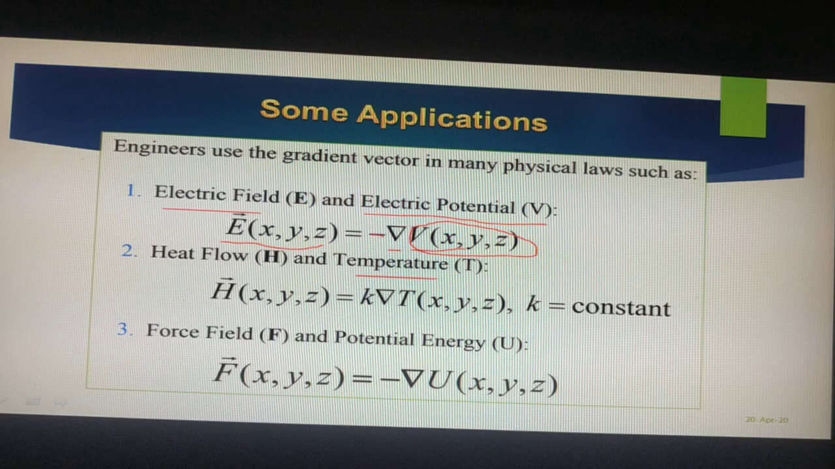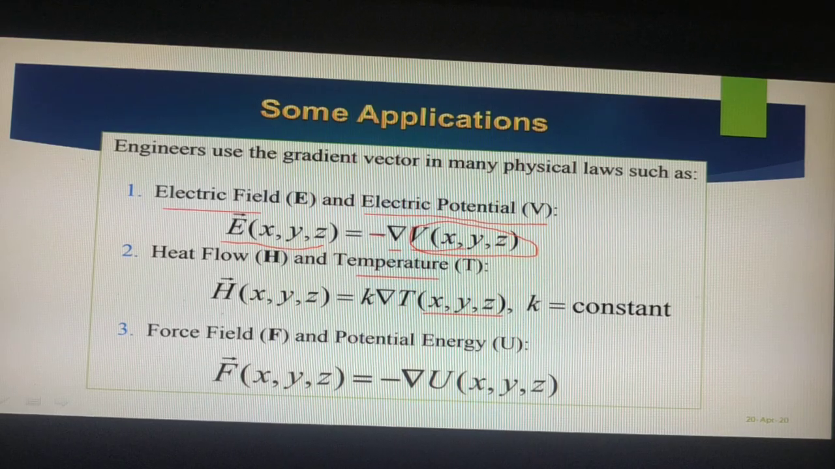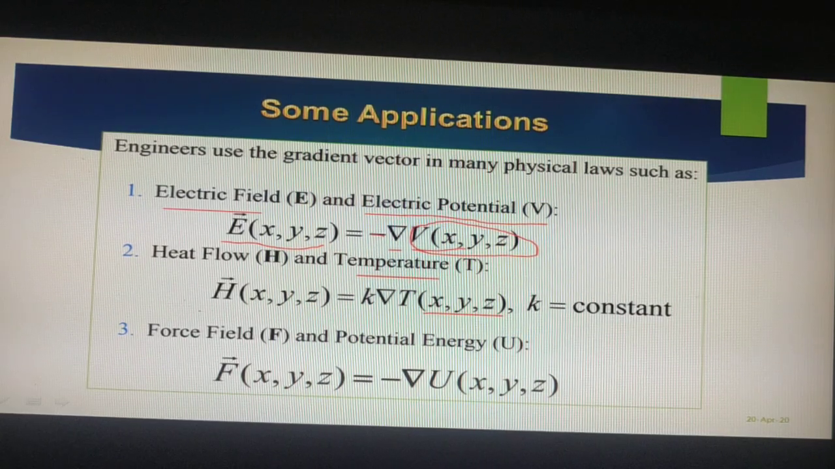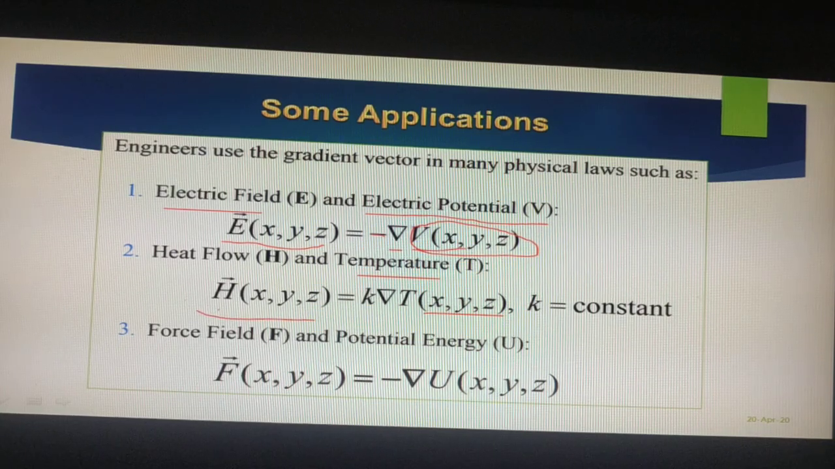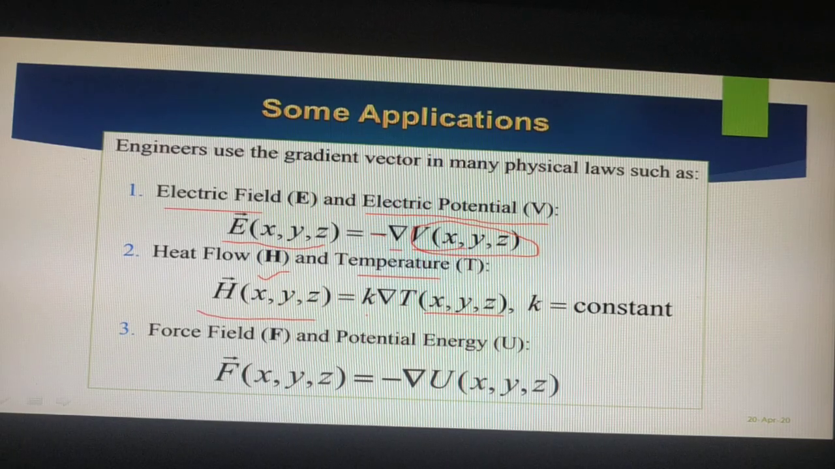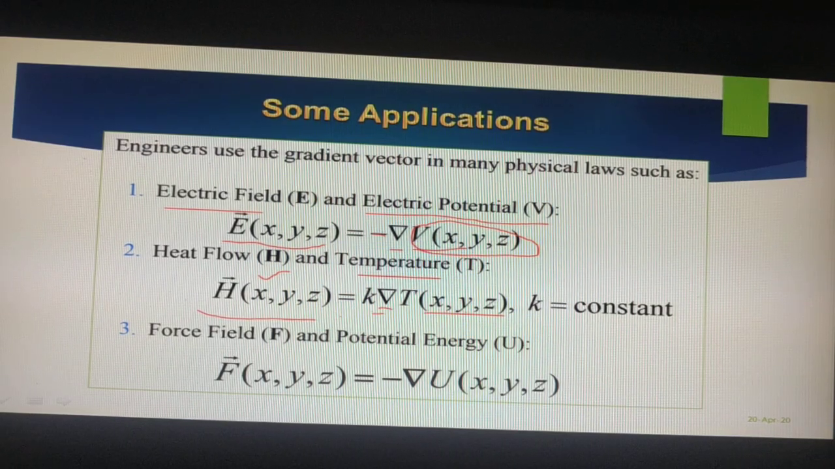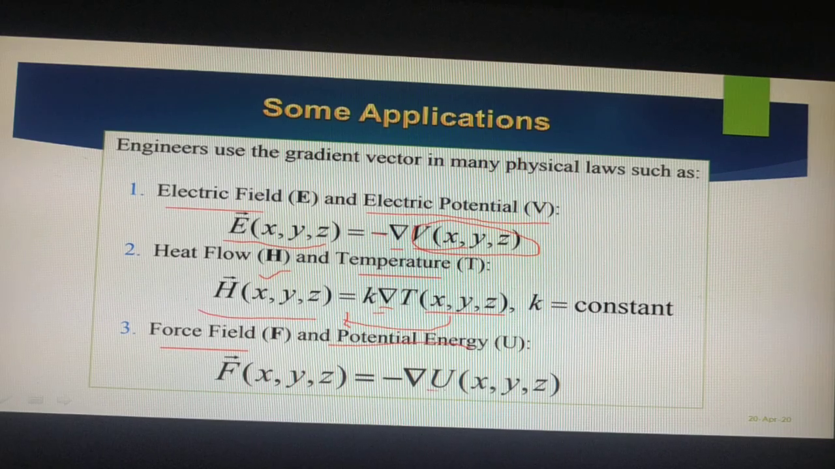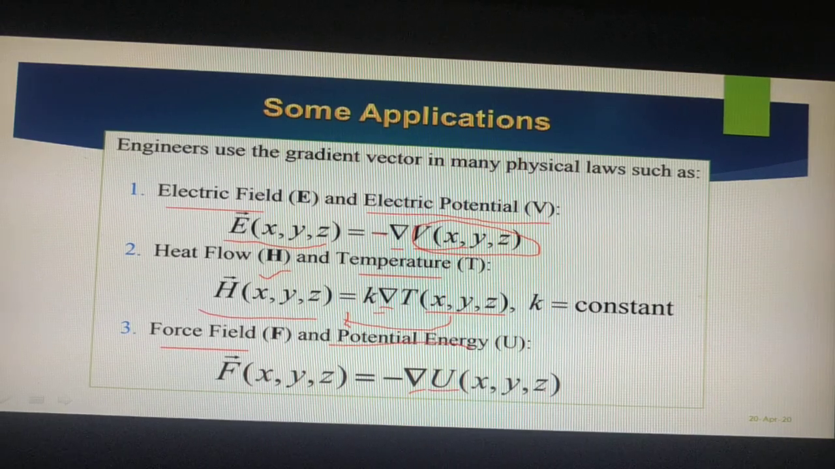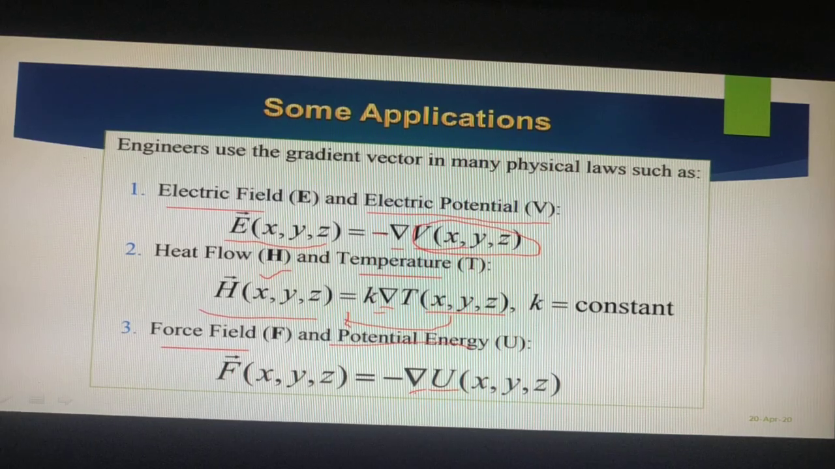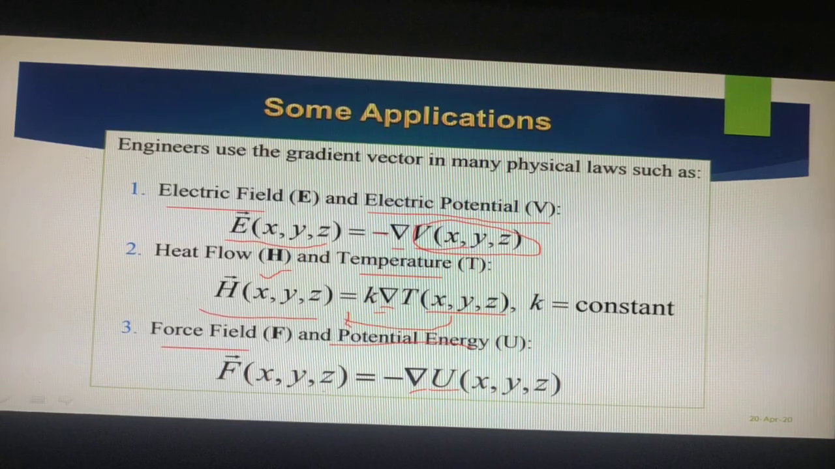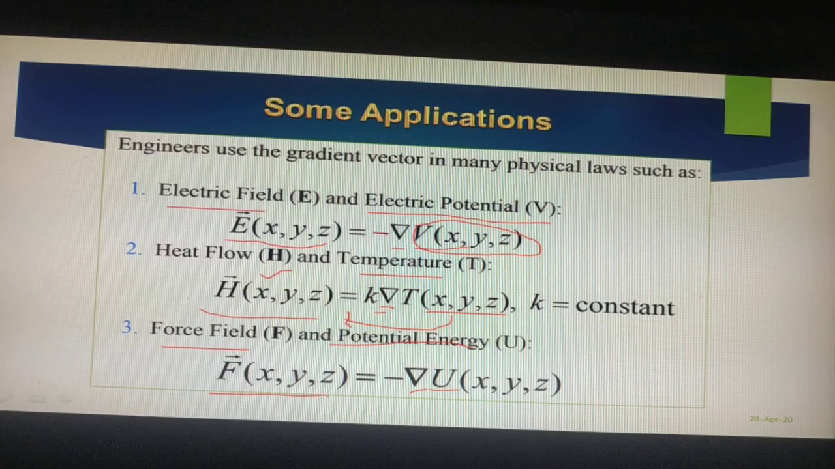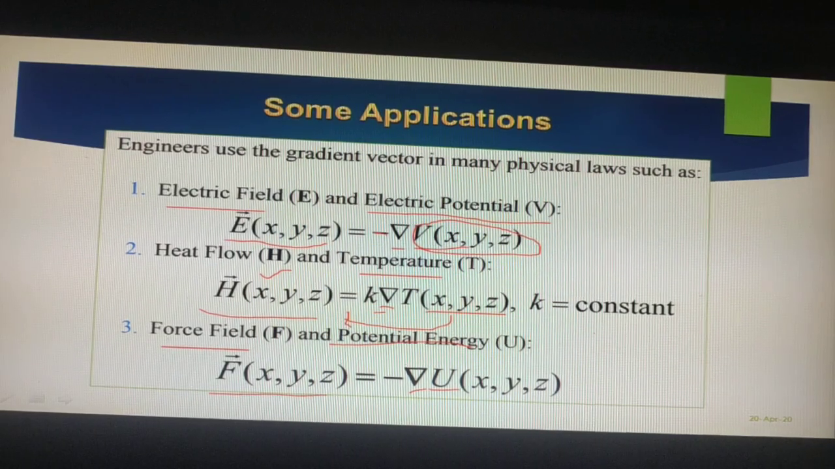Similarly, temperature is your scalar point function, and your heat flow has some direction, so we have a vector quantity. How do you change this scalar quantity into a vector quantity? When you multiply with the del operator, it is converted into a vector quantity. Similarly, here also there are force field and potential energy. When I multiply the potential energy with the del operator, it changes into the force field, a vector field.